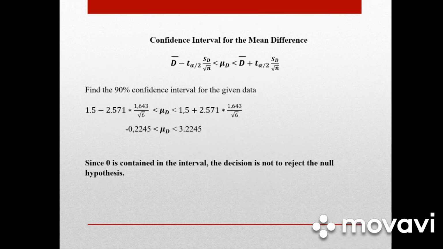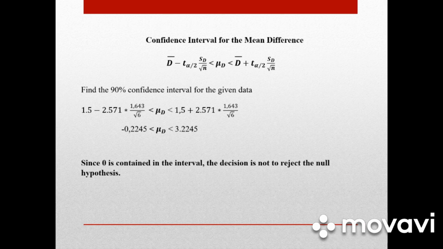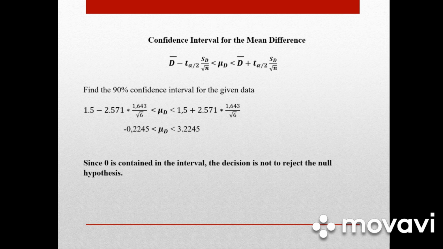To make the decision about the significant difference between two means, we can also use confidence intervals. How will the result be concluded using this method? When we are hypothesizing a difference of 0, if the confidence interval contains 0, the null hypothesis is not rejected. If the confidence interval doesn't contain 0, the null hypothesis is rejected.